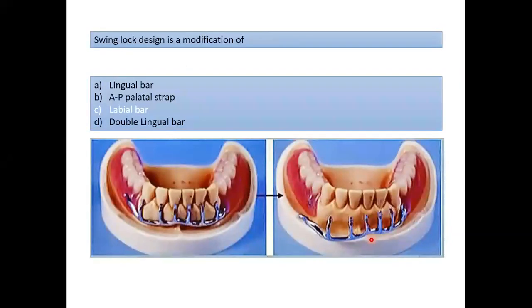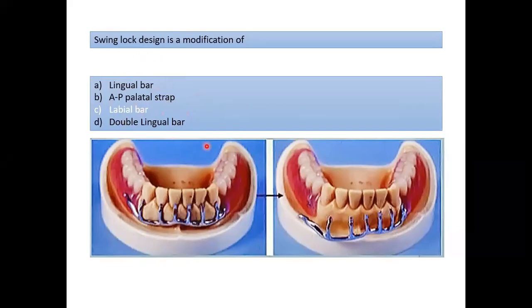So coming on, a swing lock design kind of a mandibular major connector is a modification of lingual bar, anteroposterior palatal strap, double lingual bar, or a labial bar. So first identify which major connector it is. Swing lock design major connector is your mandibular major connector. So eliminate this anteroposterior palatal strap. So other things are your lingual bar, double lingual bar, or labial bar.